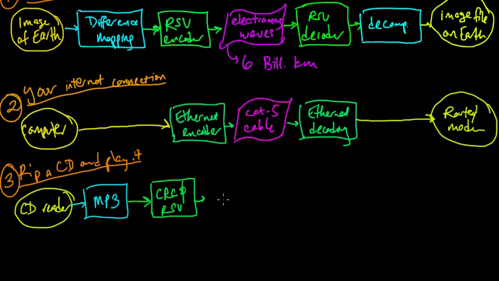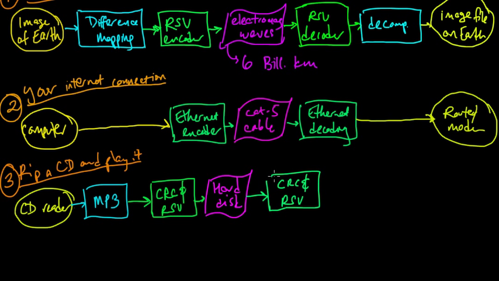So this will go to your disk drive, your hard disk, and that is the channel. Now, the hard disk is the channel, so it's not moving stuff around. The messages are just on there, and then we're going to read them off again. You're going to undo what you did here with the CRC and the RSV.